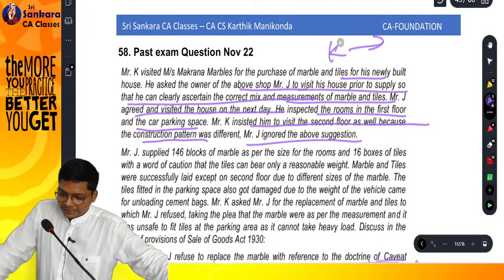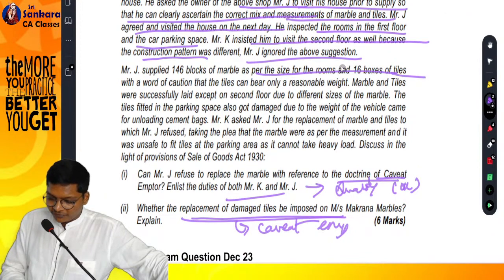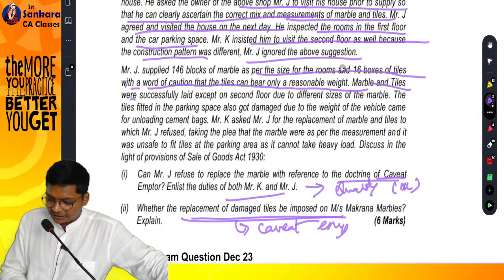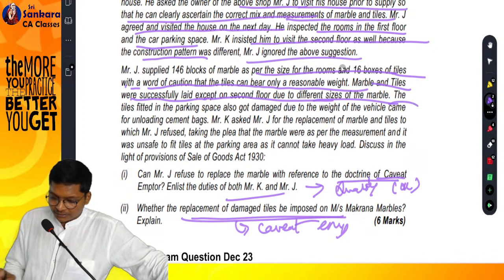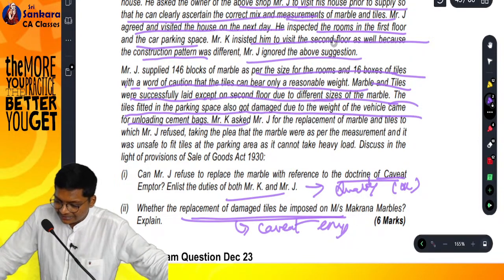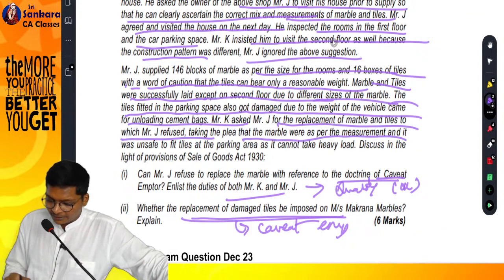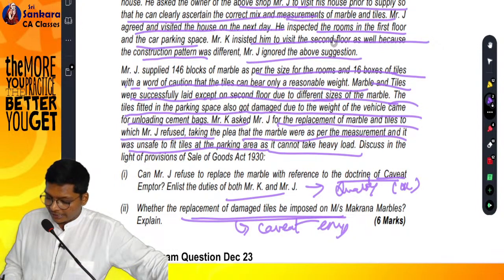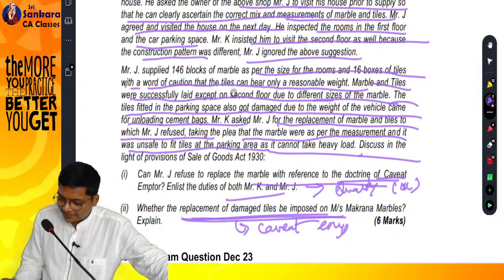Then J supplied 146 blocks of marble as per the size requirements of the room and 16 blocks of tiles, with a word of caution that tiles can bear only a reasonable weight. Marbles and tiles were successfully laid except on the second floor due to different size of marbles. Whose fault? Seller. The tiles fitted in the parking space also got damaged due to the weight of the vehicle that came for unloading cement bags. K asked J for replacement of marbles and tiles, which J refused, taking the plea that marbles were as per the measurement and it was unsafe to fit tiles in the parking area as it cannot take heavy load. Discuss in detail. Can J refuse both? Whether replacement is possible.